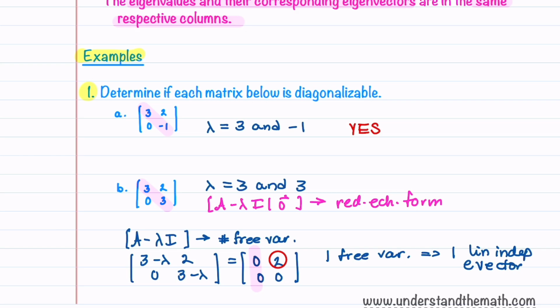Since we have a 2x2 matrix, our matrix is only going to be diagonalizable if we have 2 linearly independent eigenvectors. So the answer to this question is going to be no. Our matrix is not diagonalizable because we don't have enough linearly independent eigenvectors.